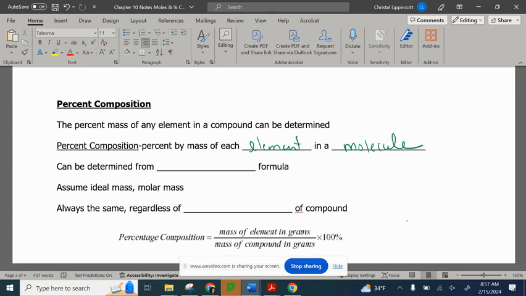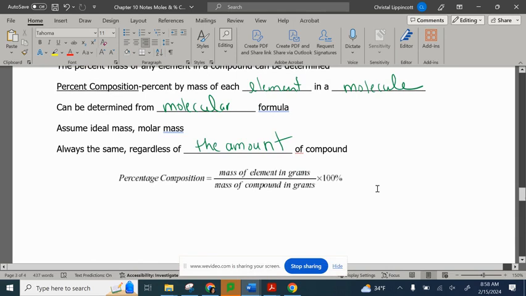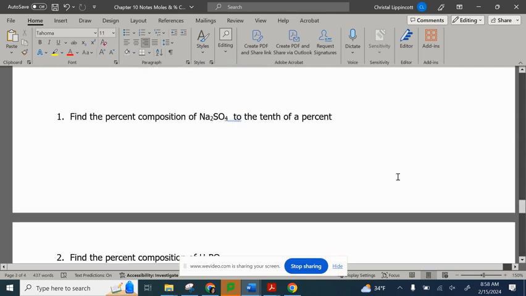It can be determined from the molecular formula, and it's always the same regardless of the amount of a compound. So it doesn't matter if you've got a teaspoon or a tablespoon of water, the percent comp is always going to be the same. Okay. And again, you're going to take the mass of the element divided by the compound times 100.